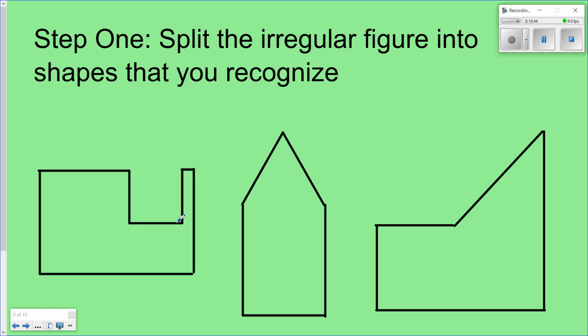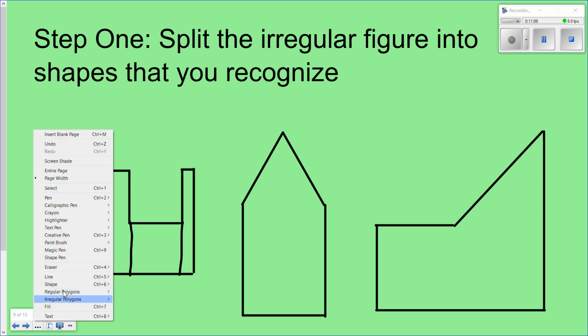So step one, when you see your irregular figure, the first thing you should probably do is split it into some things you know. Now, what I split it into and what you split it into could be totally two different things. If I look at this shape right here, this is how I would split it. I would split it into three different shapes. That's what I see first.